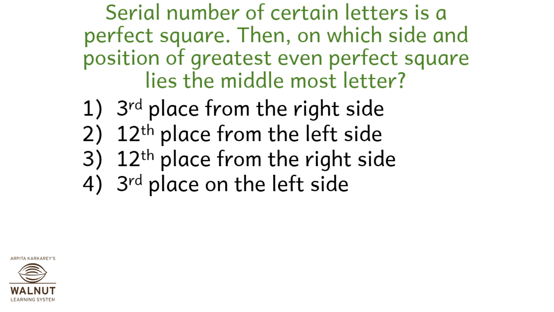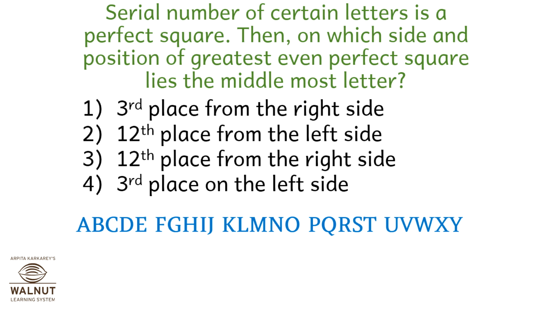Serial number of certain letters is a perfect square. Then, on which side and position of the greatest even perfect square lies the middlemost letter? The series is given below. So let's label all the perfect squares. A is at position 1, D is at position 4, so it's a perfect square of 2. I is at position 9, a perfect square of 3. P is 16, perfect square of 4. Y is at 25, a perfect square of 5.